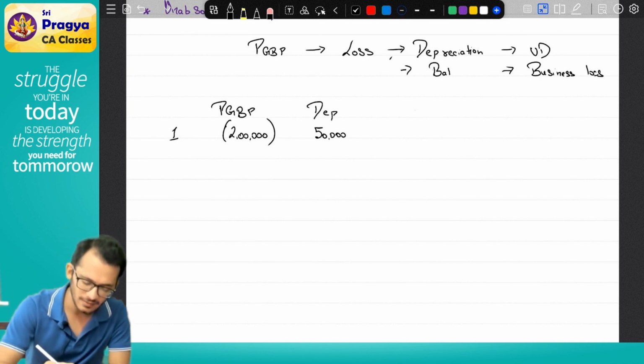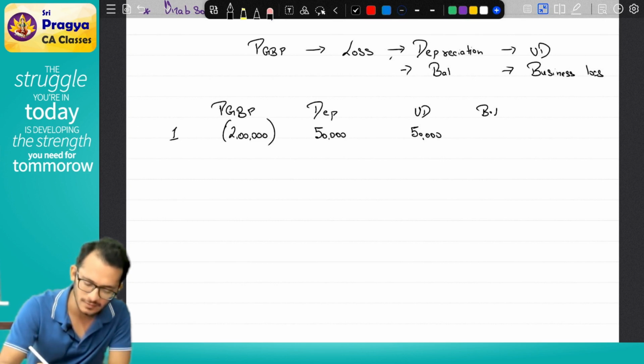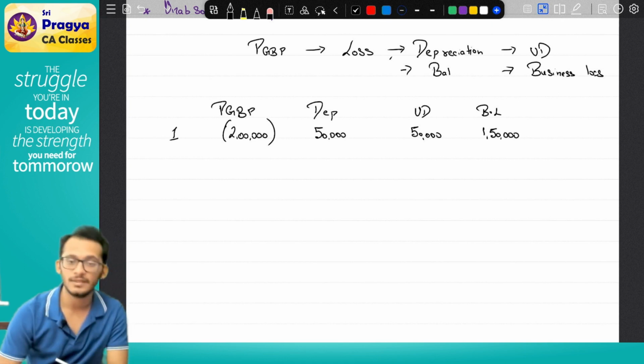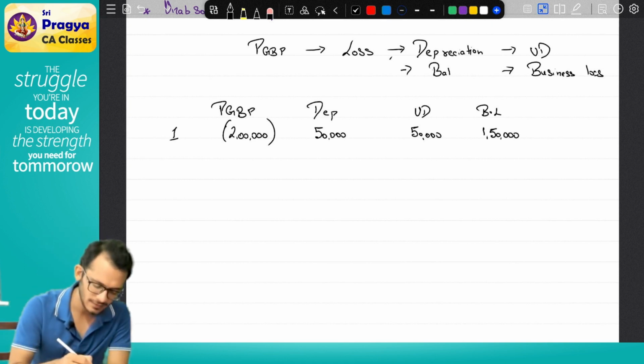In that case, they are coming and saying, first your UD will be called as 50,000 and the balance business loss will be called as 1,50,000. Yes or no? Simple logic. Yes. Scenario number 2.